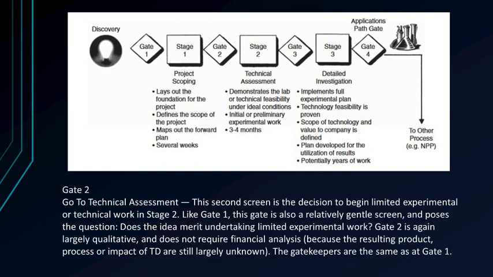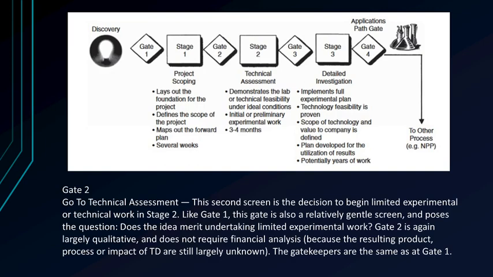Stage 1. Project scoping. The purpose of the scoping stage is to build the foundation for the research project, define the scope of the project, and map the forward plan. The effort is limited, typically to not much more than 2 weeks. Stage 1 activities are conceptual and preparation work and include a technical literature search, patent and IP search, competitive alternatives assessment, resource gaps identification, and a preliminary technical assessment.